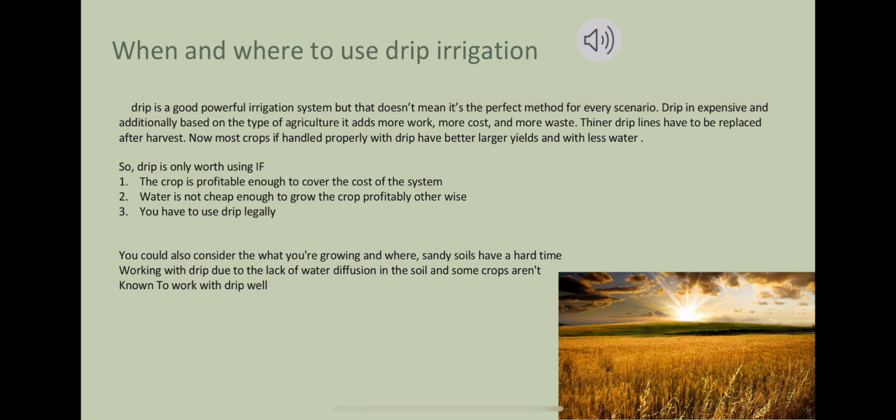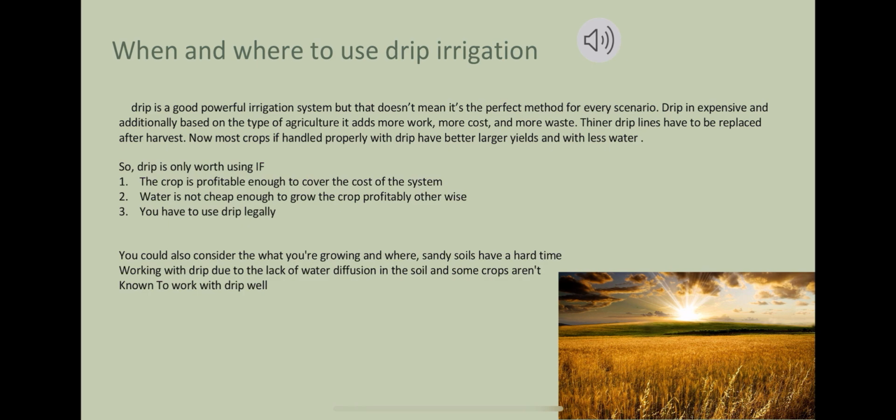So when and where to use drip irrigation? Now, drip irrigation is a very robust irrigation system. It's been noted to increase yields where applied and decrease water use where applied. It doesn't come without its own handful of issues, mind you. The upfront costs of drip are much higher than, say, just flooding your field. There's also the cost of maintenance.